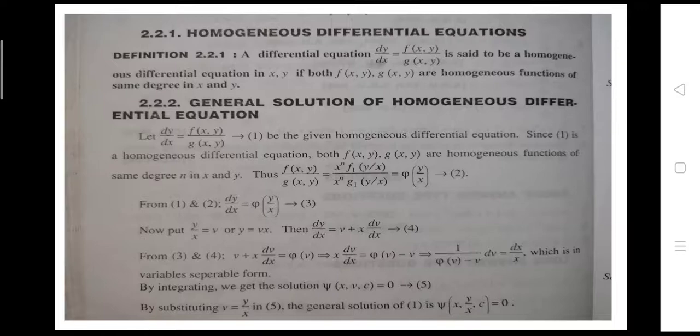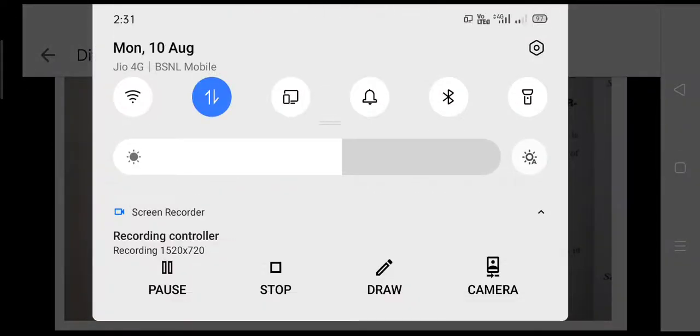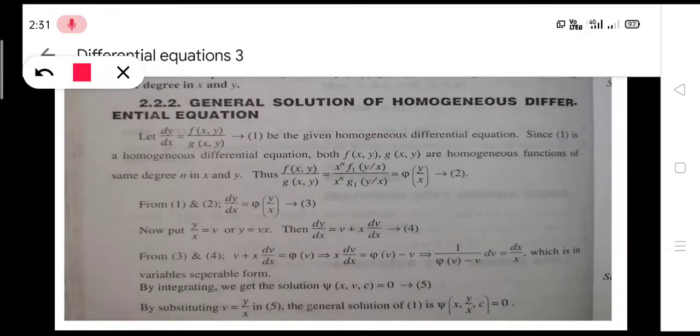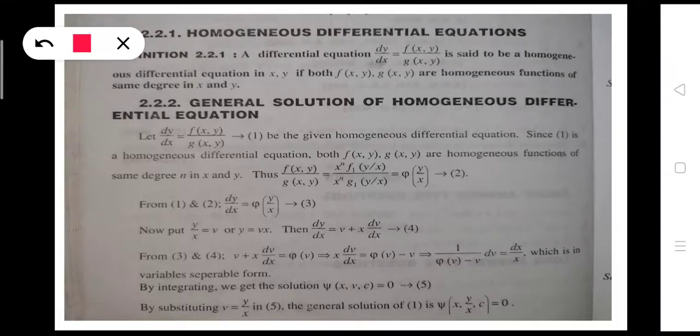Now put y by x is equal to v, because the above equation is a homogeneous equation. To solve a homogeneous equation, first we put y by x is equal to v, and cross multiply, so it is written as y is equal to vx. Then to find dy by dx, we differentiate y is equal to vx with respect to x.